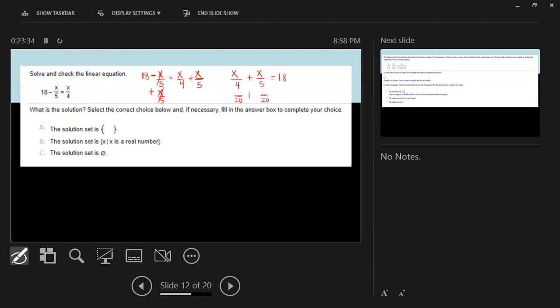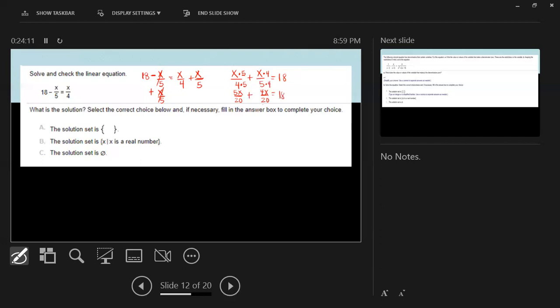And bring down my addition sign. Now to get from 4 to 20, I must multiply by 5 because 5 times 4 is 20. And what you do to the denominator, you also do to the numerator. So x times 5 will give you 5x. Now over here, to get from 5 to 20, I must multiply by 4 because 5 times 4 is 20. And I multiply the x by 4 as well. So 4 times x will give you 4x, is equal to 18.